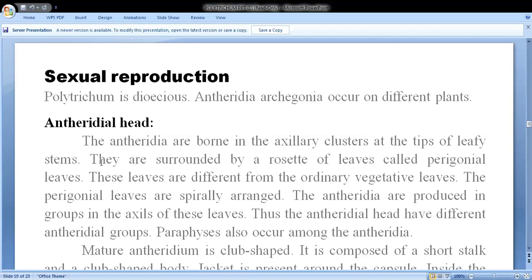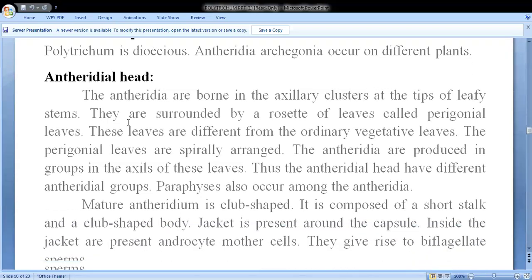Polytrichum is dioecious. Antheridia and archegonia occur in different plants, so that's why we call it dioecious. Next one is sexual reproduction. In sexual reproduction, the male gametangium is called antheridium and the female gametangium is called archegonium. Antheridium is a club-shaped structure and archegonium is a flask-shaped structure. Polytrichum is a unisexual plant, that is dioecious. The male and female reproductive structures develop on different gametophytic plants. Remember that, that is the important thing.